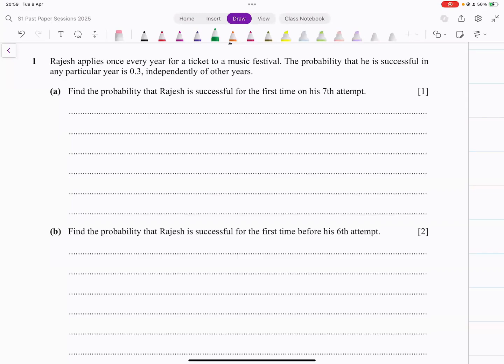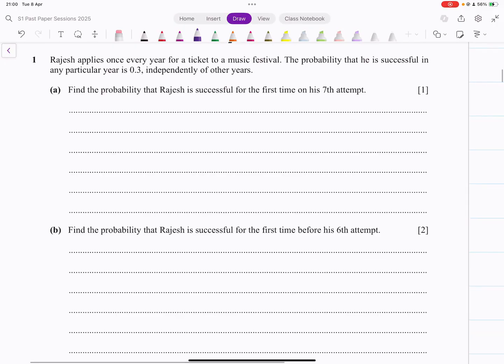Okay. So make sure when you're reading the statement, slow down a little and make sure that you understand the given situation correctly. Rajesh applies once every year for a ticket to a music festival. The probability that he's successful in any particular year is 0.3 independently of other years. Now he is applying once every year.